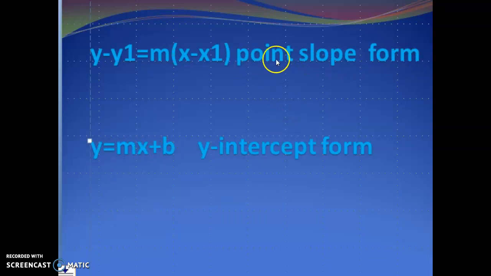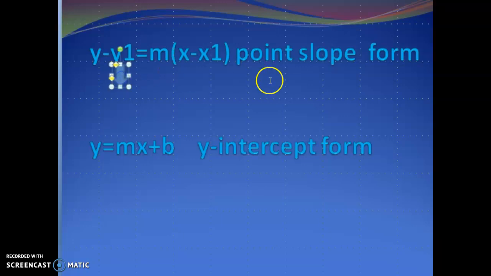In a point-slope form equation of a line, we need to determine our y-coordinate and plug into y sub 1. We need to determine the slope and plug into m, and your x-coordinate and plug into your x sub 1. In a y-intercept form, you only need to determine the slope and the y-intercept and plug into the equation.